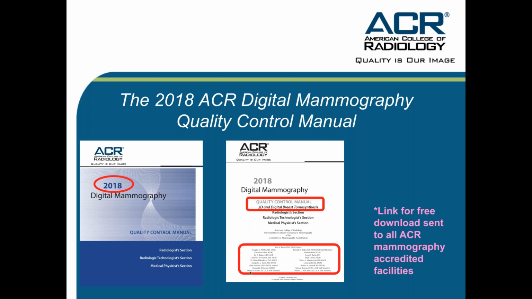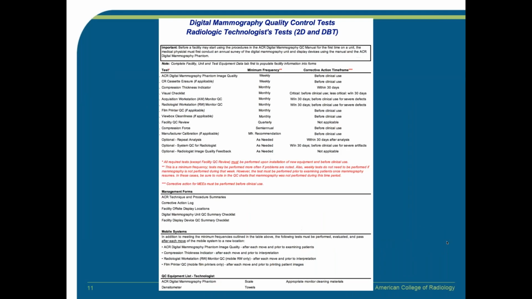And then there is a link which accredited facilities can either request or have received to download a free copy of this ACR QC manual. This is another thing that you can request at the email address that will show up at the end also, if you have not received this, and the ACR will send you a link and you can download this. So that is the overview of the manual.